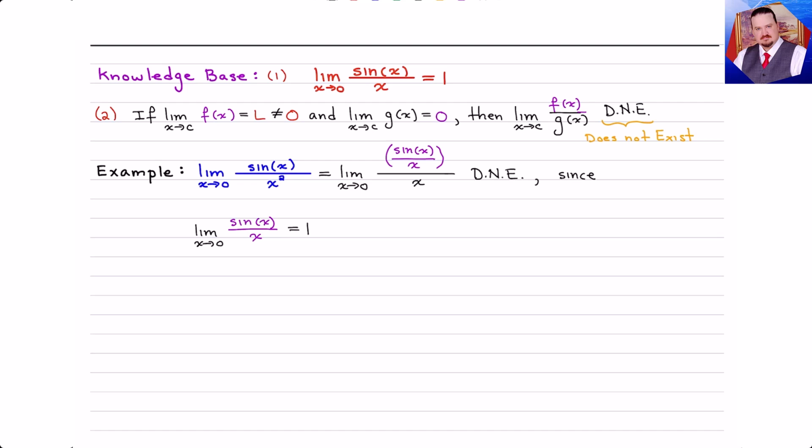And the key is the fact that 1 is not 0, and the limit of the denominator is 0. This gives us a non-zero number over 0 form, and of course that tells us the original limit doesn't exist.